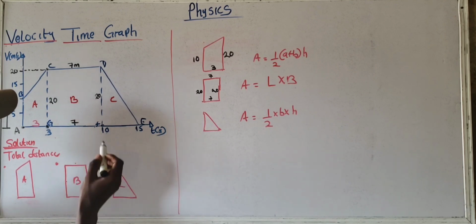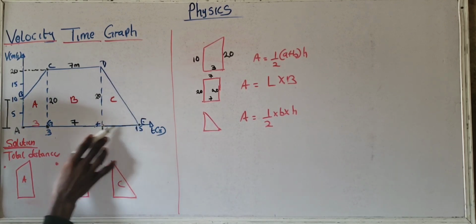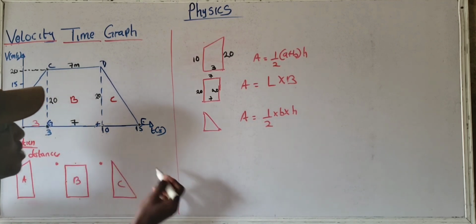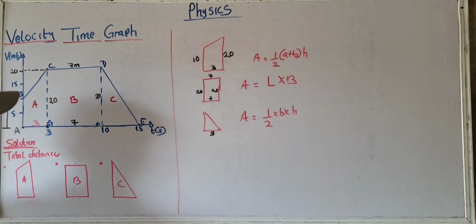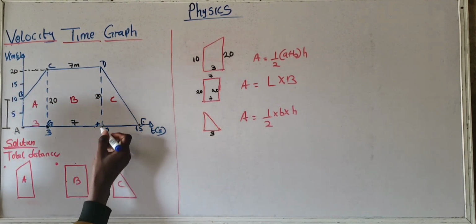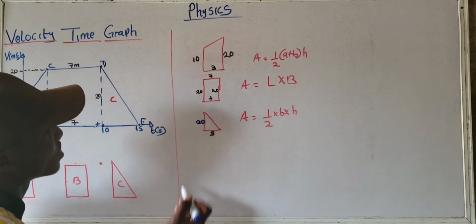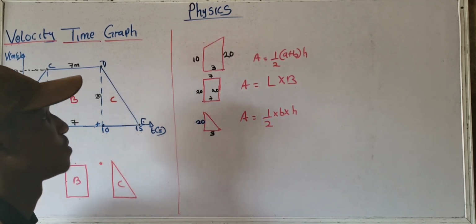Now, with respect to the triangle, I need the distance from this point to this point. The distance from this point to this point will be the difference between 10 and 15. Okay? So 15 minus 10 will give me 5. So here I'm going to have 5. Okay? Then, now, don't forget that the distance from this point to this point is what? Is 20. So I'm going to have 20 here. So I've already filled out the sides that I need to calculate the area of the respective figure that we have. Now, let us start with the trapezium.